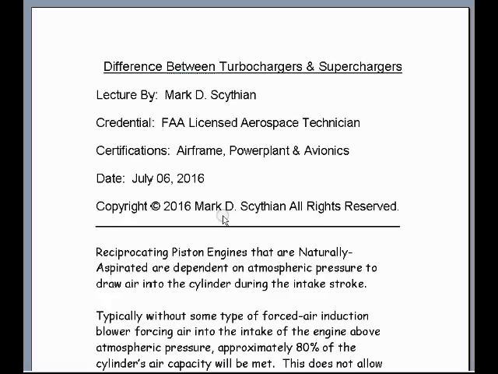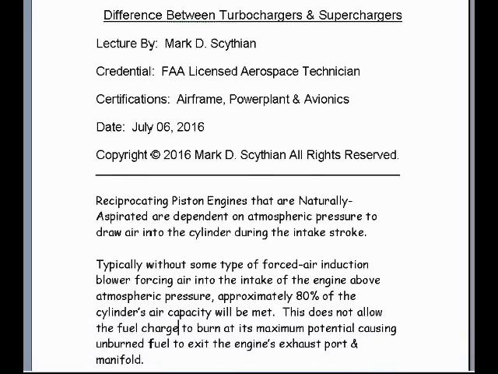I wrote this little lecture excerpt here describing the function of the turbocharger and supercharger and their differences and similarities, followed by pictures and diagrams to illustrate the text. So I'll start at the beginning here.